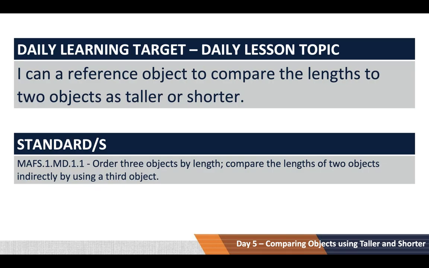Our daily learning target for today is I can use a reference object to compare lengths of two objects as taller or shorter. Our standard is order 3 objects by length. Compare the lengths of 2 objects indirectly by using a third object.